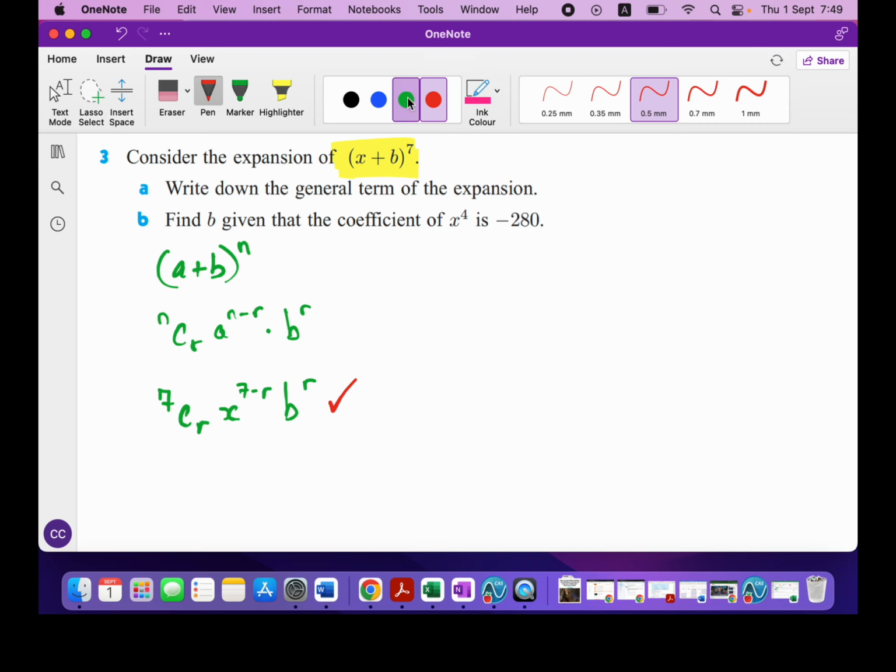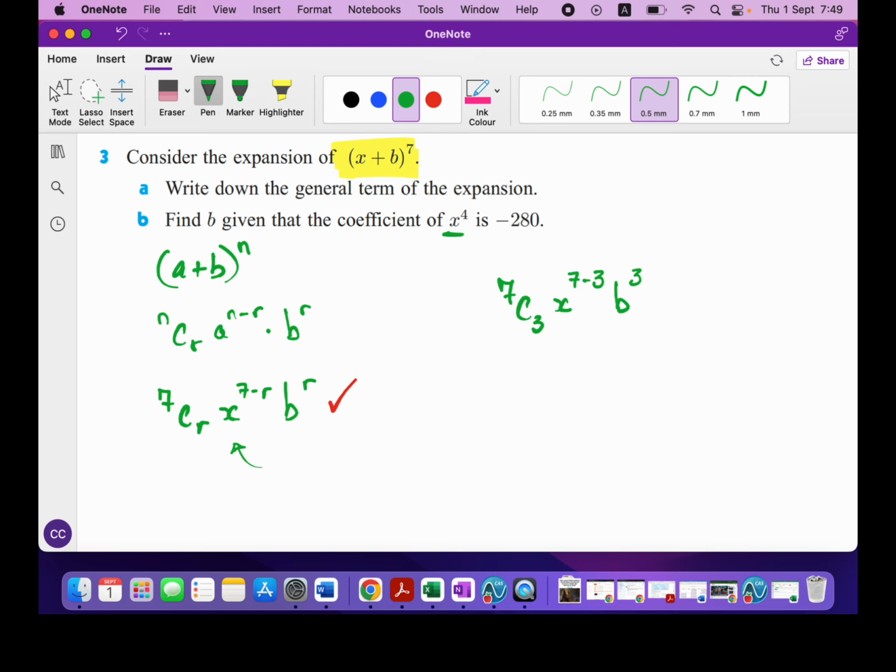So that gives us our general term, and I'm happy with that. Next up, the question says find b given the coefficient of x to the fourth is that. First off, we have to figure out which term is going to have x to the fourth in it. In order for 7 take away something to be 4, that r value has to be 3. So I'm specifically looking at 7 choose 3 x to the 7 take away 3 b to the third power.